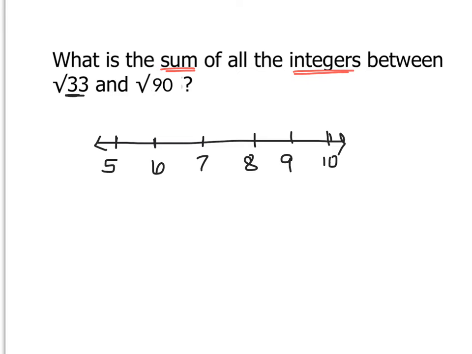So once I've got my integers, I'm going to put my perfect squares underneath. So 5 times 5 is 25, so square root of 25. 6 times 6 is 36. 49.